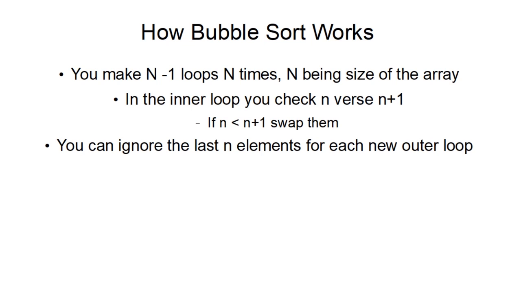What that means is every loop, the biggest number is guaranteed to be at the end, and all of the smaller numbers are pushed one closer to their destination. One simple way you can optimize this is you just ignore the last n elements for each new outer loop. And we'll show that in the code, which is a good point.